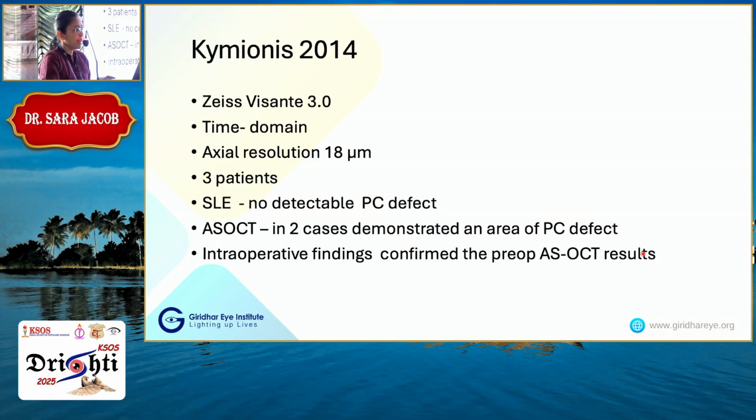It was first Kaimionis in 2014 who started the study of ASOCT in posterior polar cataracts with the Visante machine, which is a time domain machine. He studied it in 3 patients where on slit lamp there was no detectable PC defect, but on ASOCT in 2 cases there was a defect, and it was confirmed intraoperatively.